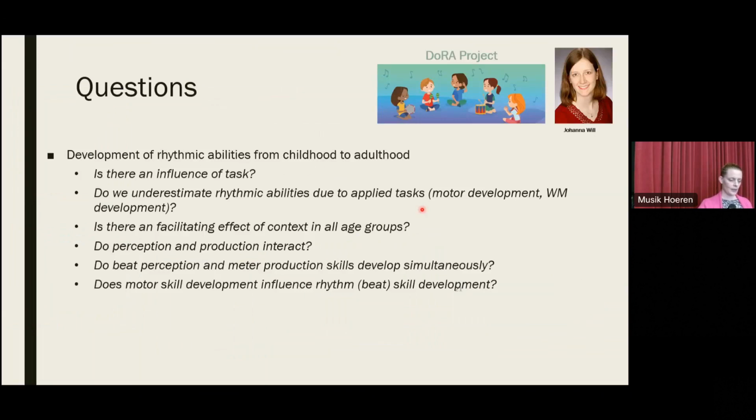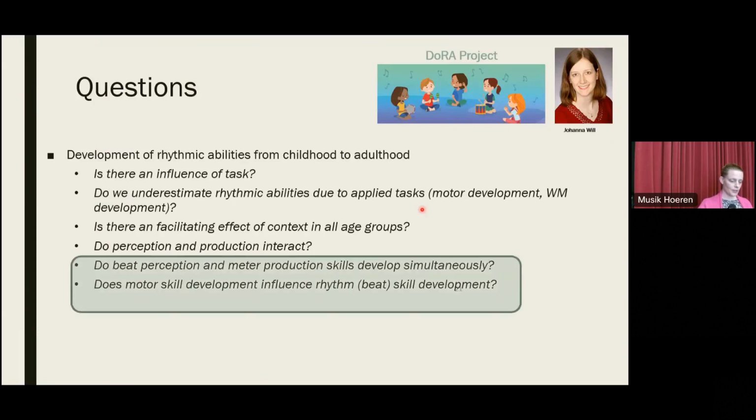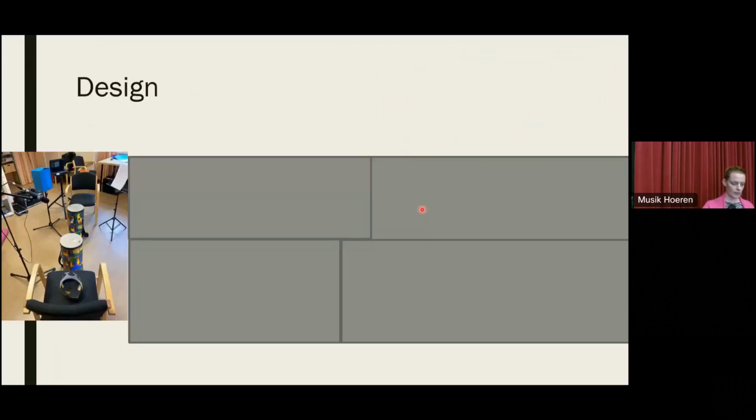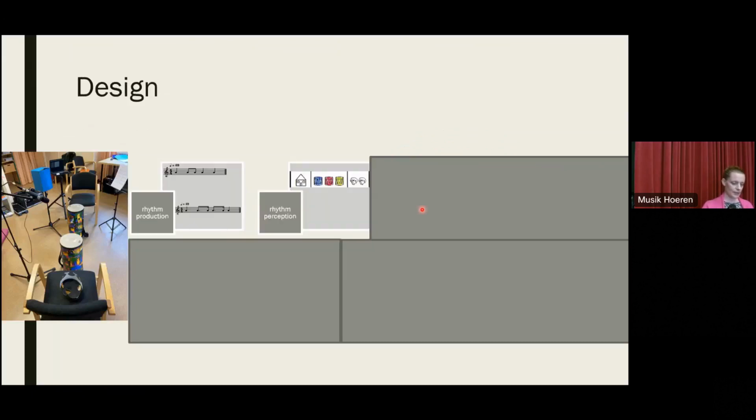We asked ourselves a lot of questions, and the results I brought with me are just the preliminary ones for those questions. So, do beat perception and meter production skills develop simultaneously? And does motor skill development influence rhythm skill development? We had 215 participants taking part, from different age groups, and we also included adults to have a complete picture. What we did with them: they all had to drum in this wonderful setting, and they had to work on rhythm production and also on a rhythm perception task.